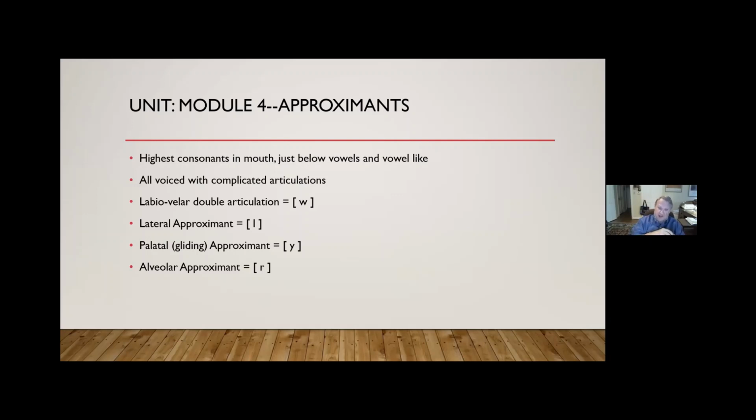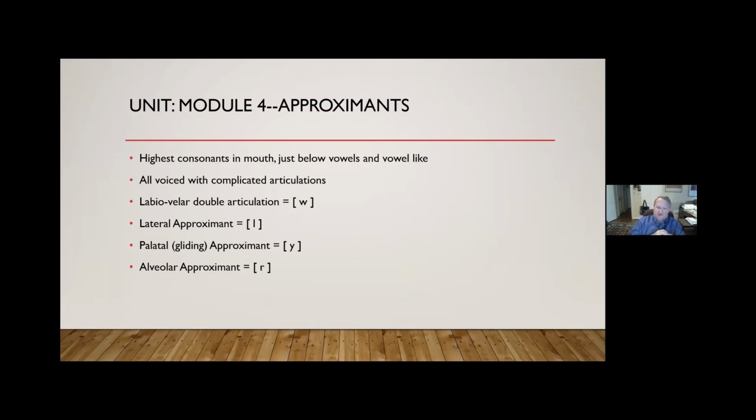And as we will see later, vowels take up most of the mouth and consonants take up a little bit of the mouth, the top part of the mouth. So consonants are reduced to that channel along the top of the mouth, but the approximants are at the bottom of that channel, if you will, above the vowels. They're all voiced and they all have complicated articulations.